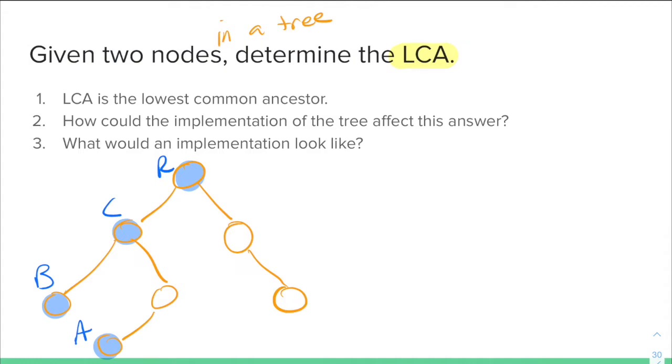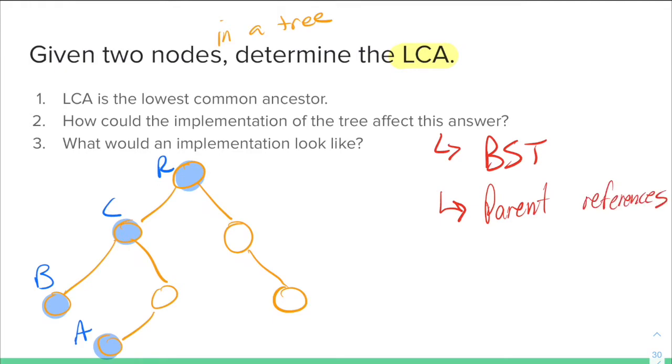So this question 2, let's think about this. How could the implementation of the tree affect this answer? And I think there are 2 key points we need to consider here: binary search tree and parent references. So again, I'd encourage you to pause the video and think about how these 2 could affect the answer, especially if you hadn't thought of these before.